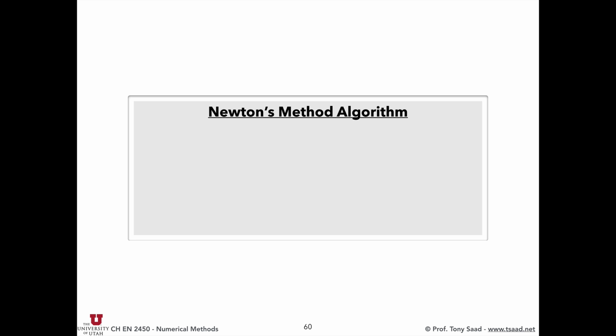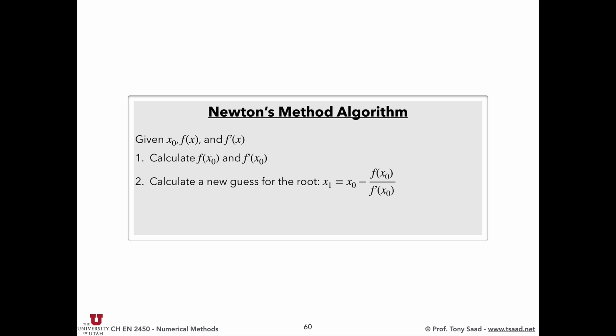And we can develop an algorithm given x0 and f of x. If you know f of x, you know f prime of x. Then you first calculate f of x naught and f prime of x naught. Calculate a new guess for the root, call that x1, equal to x naught minus f of x0 over f prime of x0, and then check for convergence. If the absolute value of f of x1 is less than a certain tolerance, stop. Otherwise, treat this new x1 value as your x0, as your initial guess, and then repeat and improve the guess.